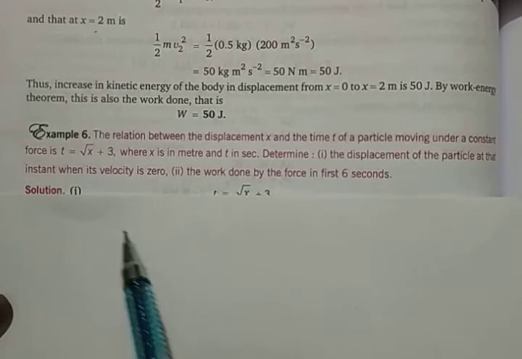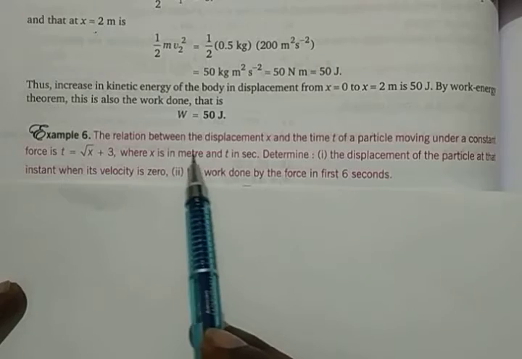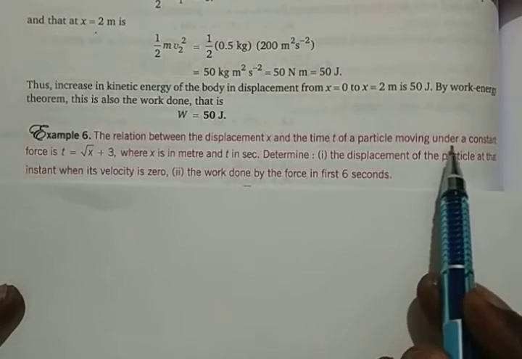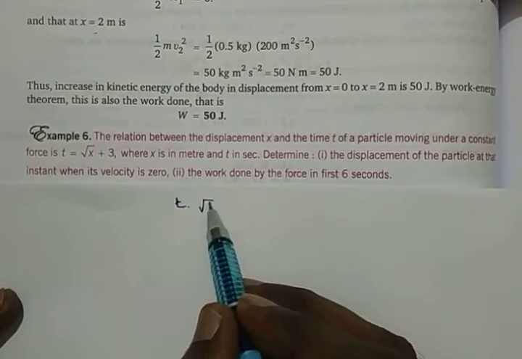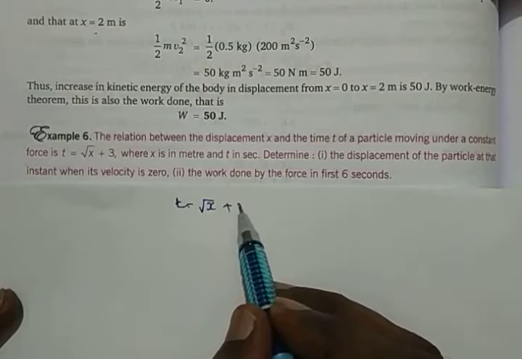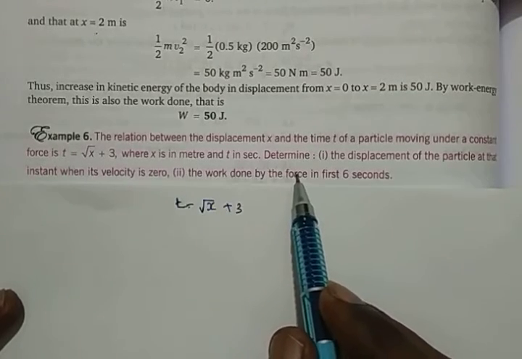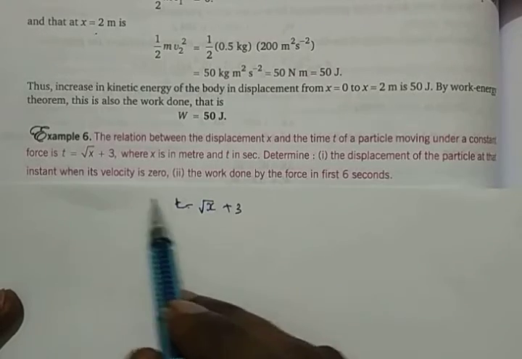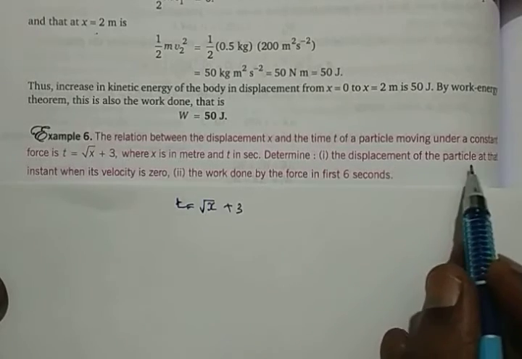Okay, now let's go to the next question, question number 6. The relation between the displacement x and the time t of a particle under a constant force is t equal to under root x plus 3, where x is in meters and t is in seconds. Determine, number 1, the displacement of the particle at an instant when velocity is going to be equal to 0.